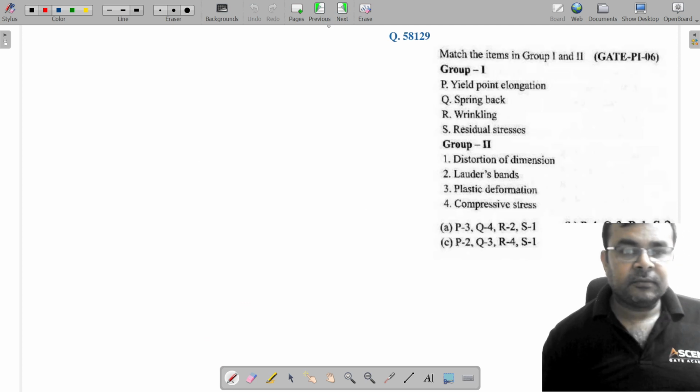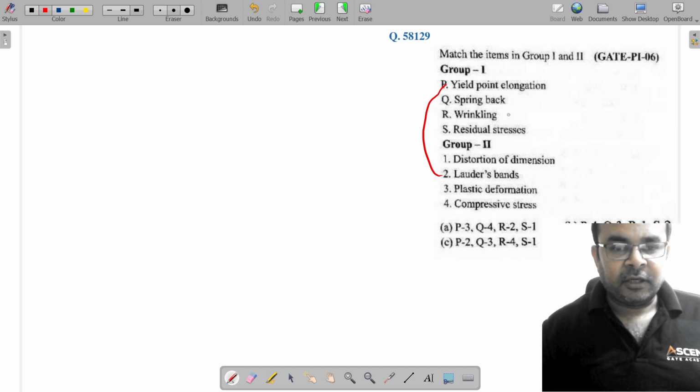Okay, let's see another question. Match the items in group 1 and group 2. In group 1 we have yield point elongation, spring back, wrinkling and residual stresses. So yield point elongation belongs to Luder band, slipping of Luder band. Spring back, we don't know. What about wrinkling? And what about residual stresses?